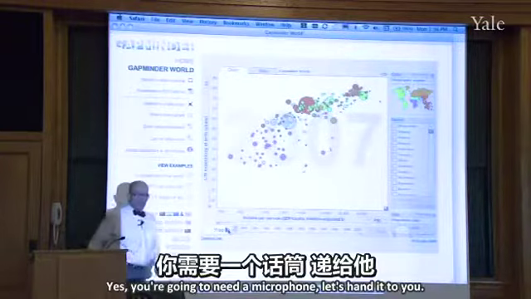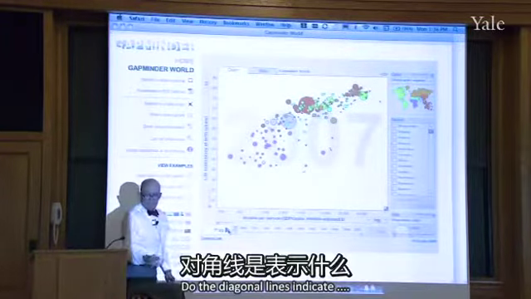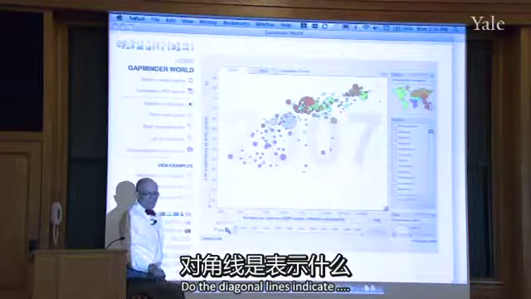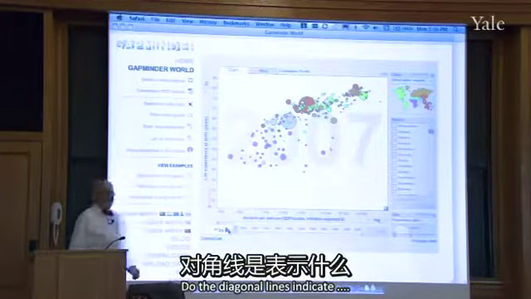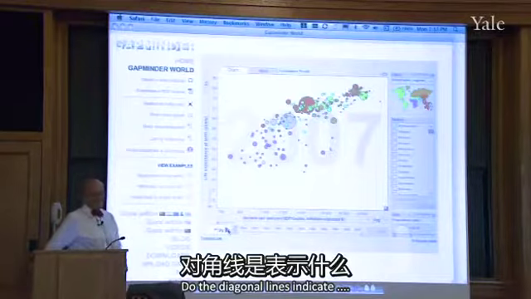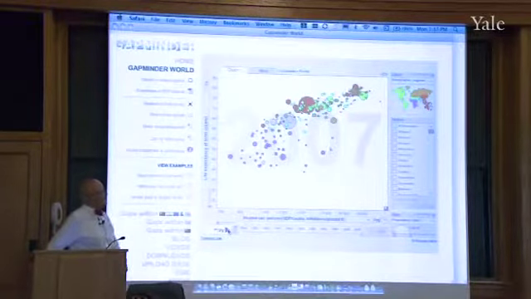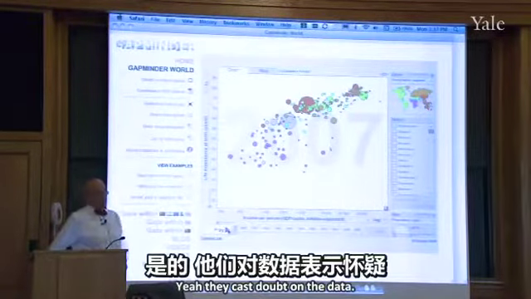Yes, you're going to need a mic. Let's hand it to you. Do the diagonal lines indicate the across the circle? Say again? Sorry, do the diagonal lines? Yeah, they cast doubt on data.